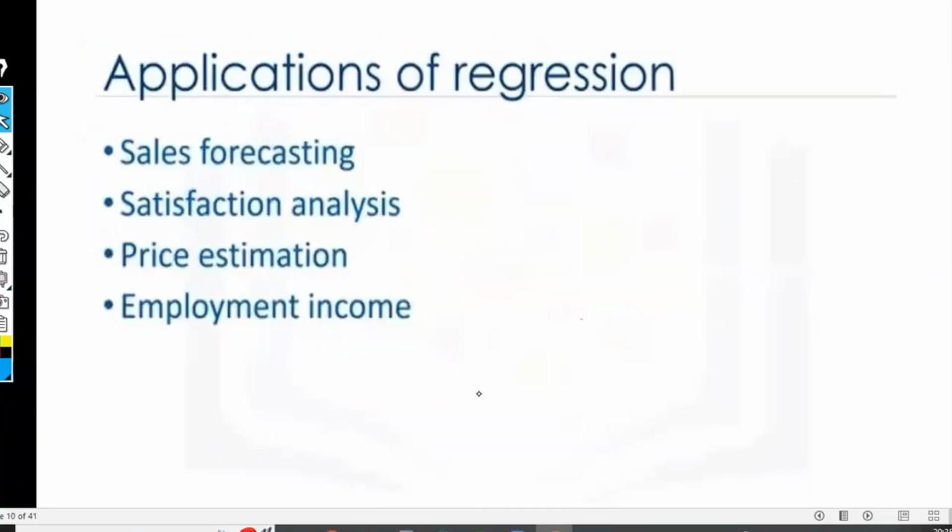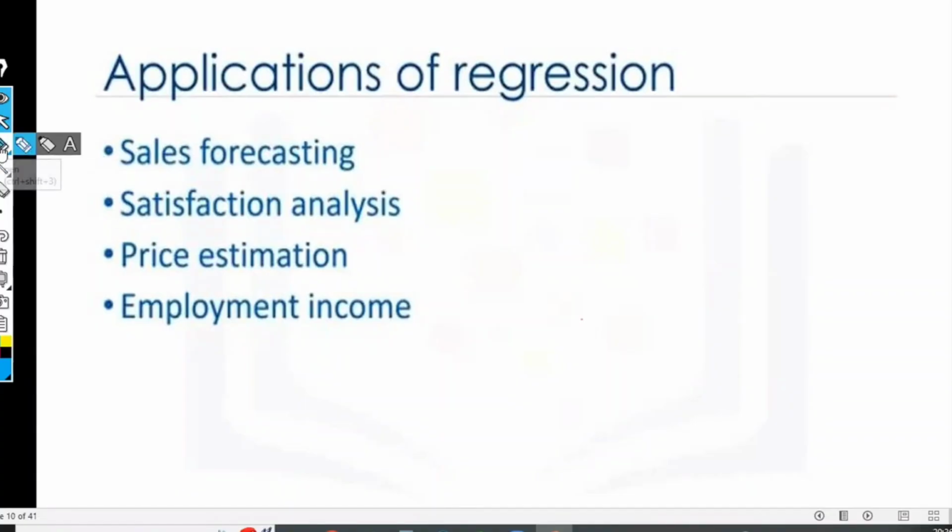Now let us start with the applications of regression: sales forecasting, satisfaction analysis, price estimation, income, used car price prediction, house price prediction, income prediction. All this comes under this. Population prediction is also regression only. Next year, what would be the population in India? That is also regression. Right? Regression is irrespective of time. It is applicable only for cross-sectional data. If the time variable is a factor, then it is called time series analysis.